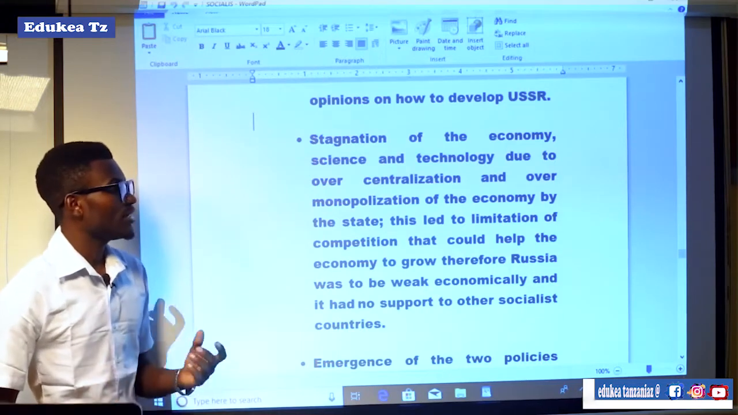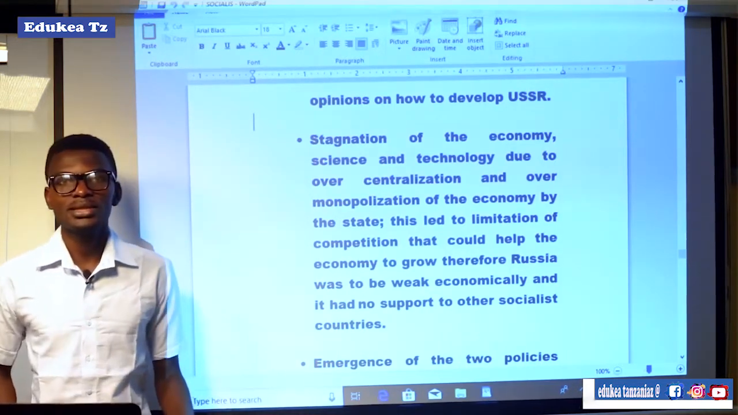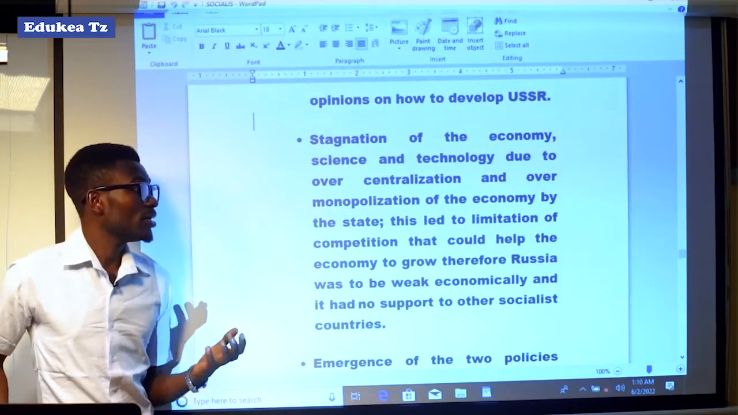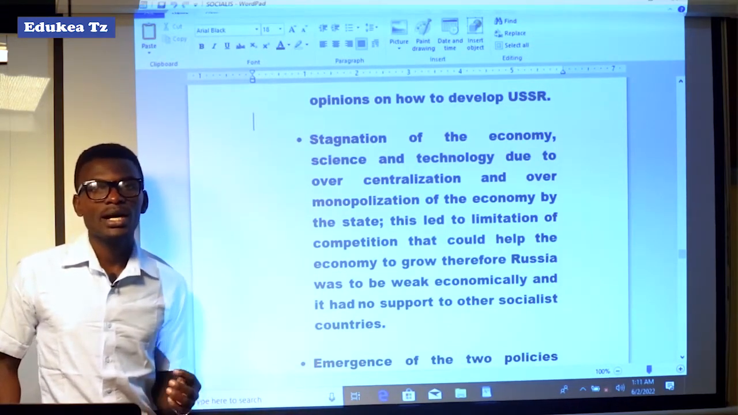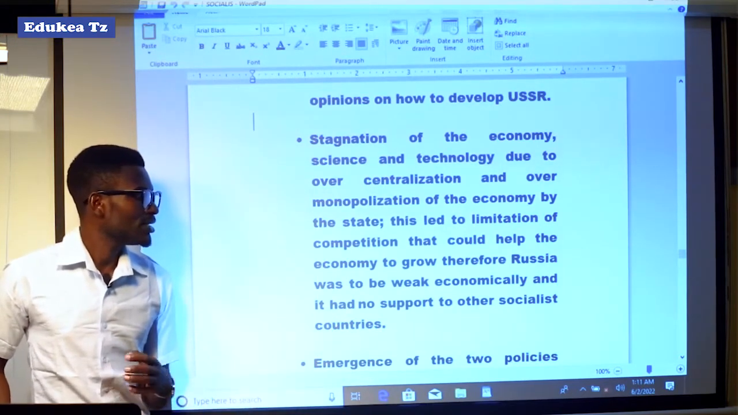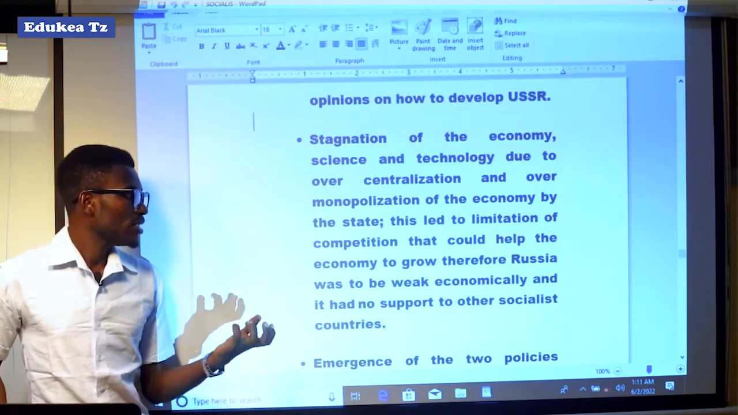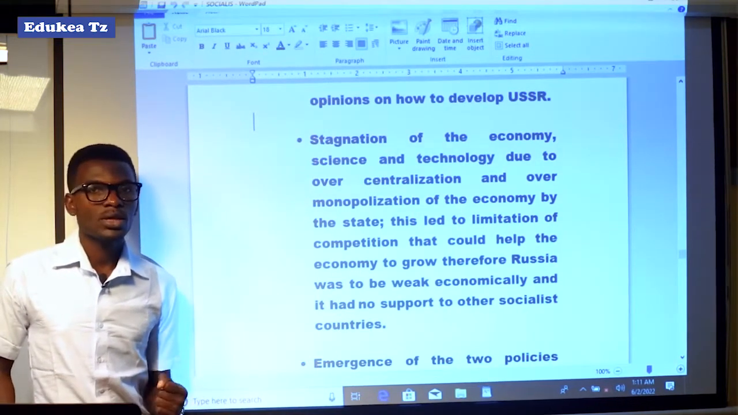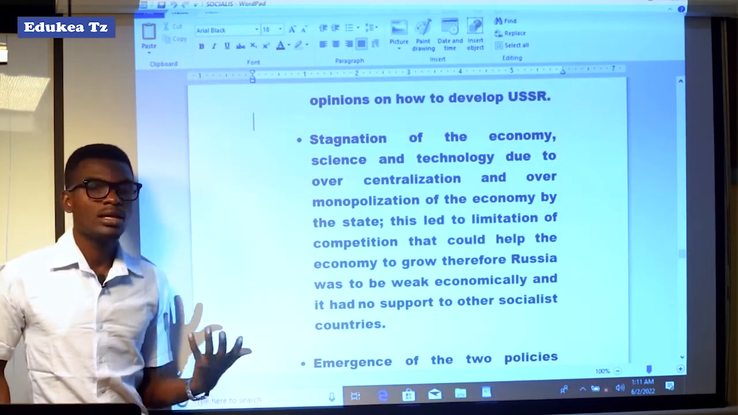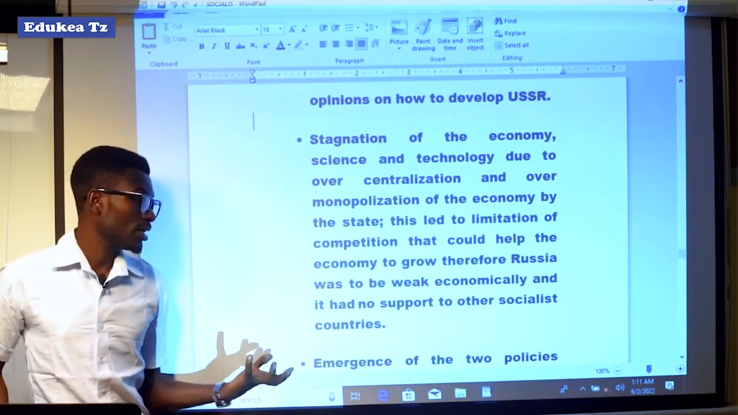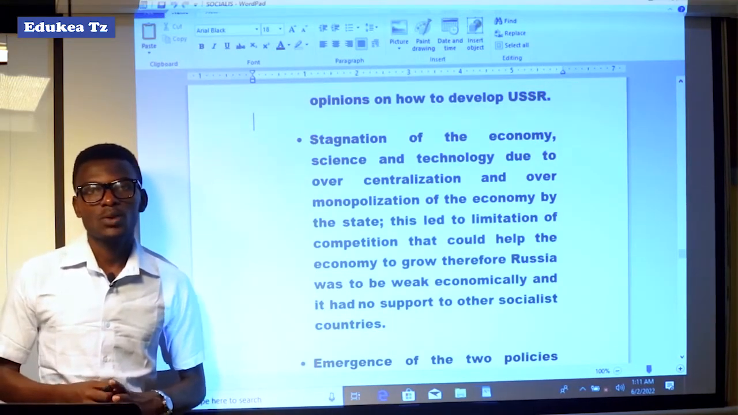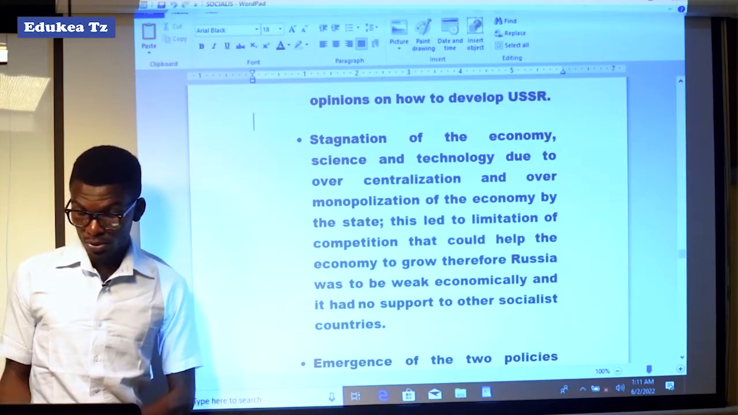The centralization of the economy in the state did not allow competition in production, and that led to a weak economy and a lack of support from the other socialist countries to Russia, and that led to the collapse of the USSR.